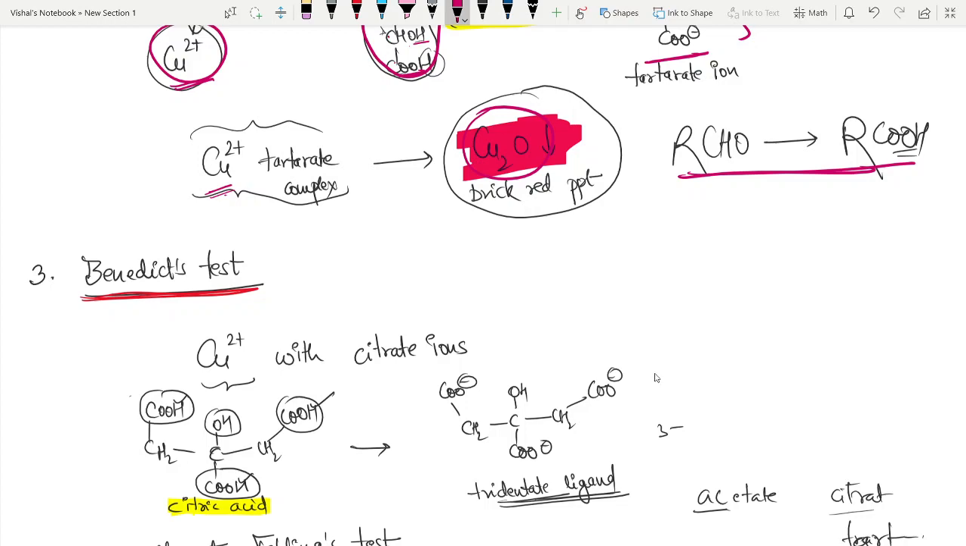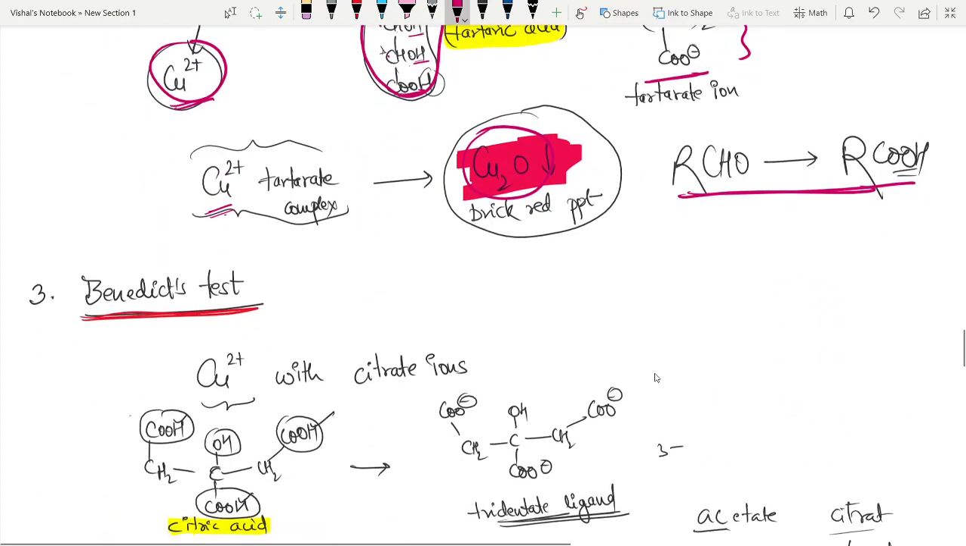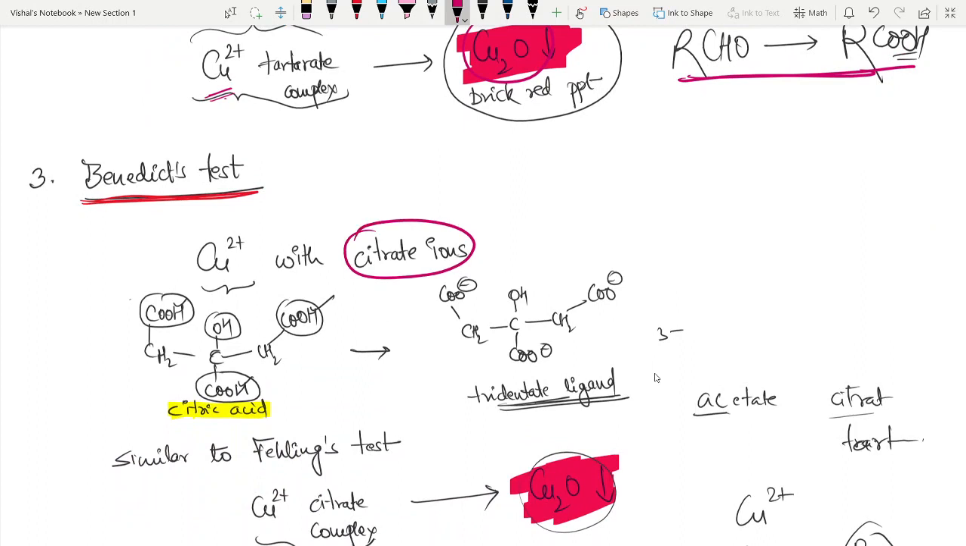It's exactly the same as Fehling's test, but we have citrate ion here only to complex the Cu2+. So what is citric acid? So this is citric acid. It's present in a lemon. When you extract the juice from the lemon, in that juice you have citric acid, and this acid is also very interesting. It has three carboxylic acid groups, as you can see, and then on the middle carbon there is an OH group also, and then two CH2 methylene groups also.